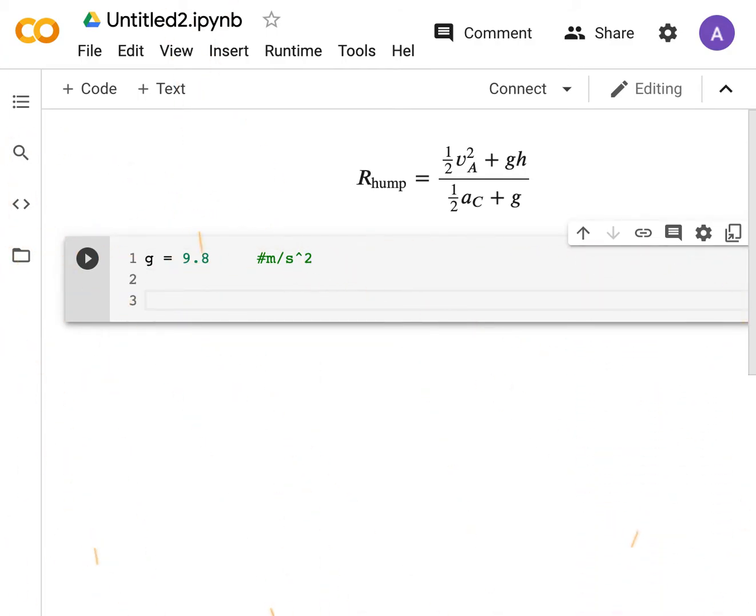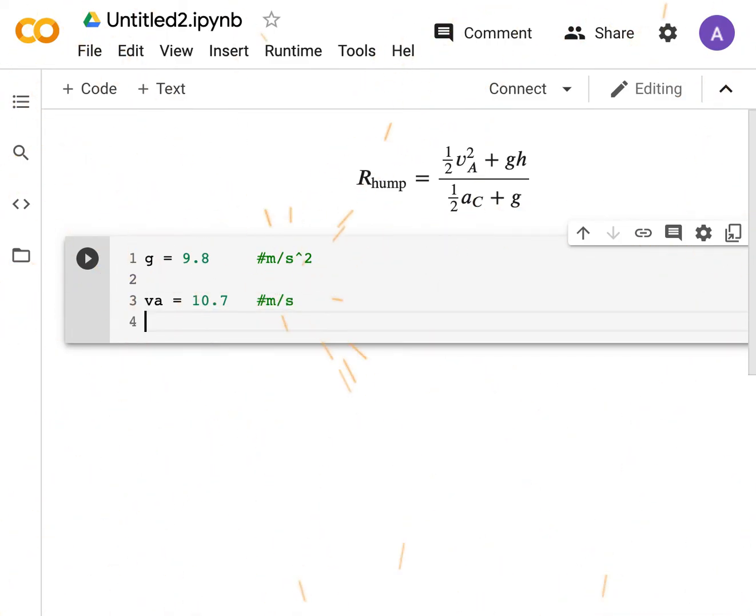Okay, so now let's do VA. VA was given in the problem, and it was 10.7 meters per second. And again, I'm just going to put this here. What else do we need? We need H. What was H? H was 39.1 meters. And I don't know why it does that. It's very annoying.